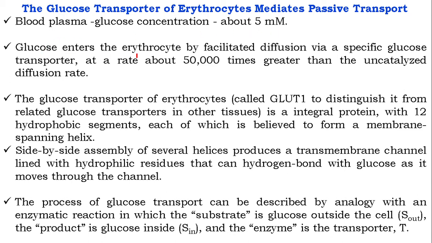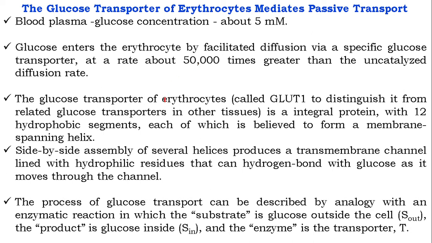Glucose enters the erythrocyte. You know that erythrocyte is the blood cell actually, by facilitated diffusion using this glucose transporter, and at a rate of about 50 times greater than the uncatalyzed diffusion rate. That means in the absence of a glucose transporter, how many molecules of glucose can enter into RBC? 50 times greater will be the rate if a glucose transporter is used.